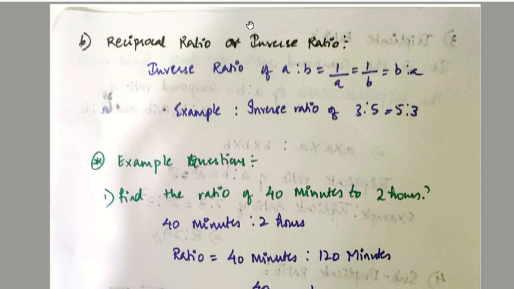So the reciprocal or the inverse ratio, basically you're inversing the ratio. So A is to B can be written as 1 by A is to 1 by B, which can be written as B is to A. So you're just reversing the ratio. So 3 is to 5 can be written as 5 is to 3. Now let us move on to the question part.